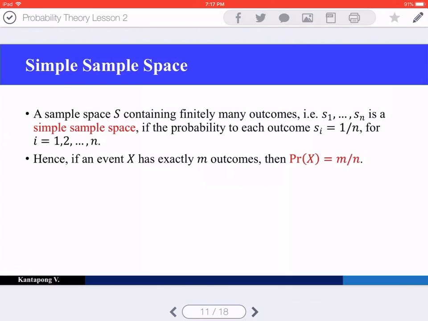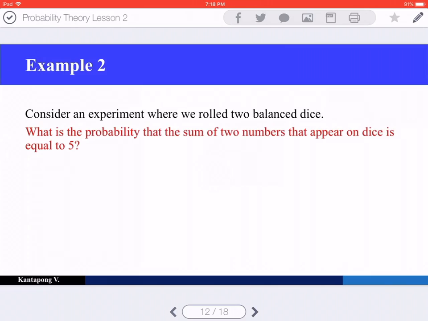That means if the event X that we are interested in has exactly m outcomes, then the probability of X is equal to m over n. It is a very simple formula. But we have to make sure first that the sample space that we deal with is simple. Okay? And if not, and if we want to apply this formula, we have to transform it first. Okay? Let's look at the second example.